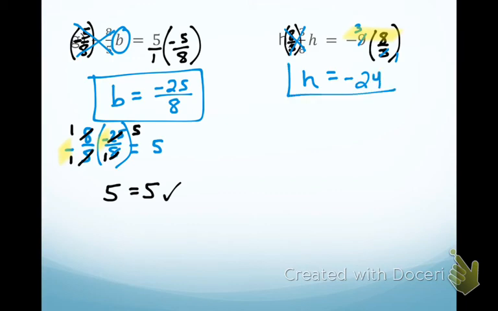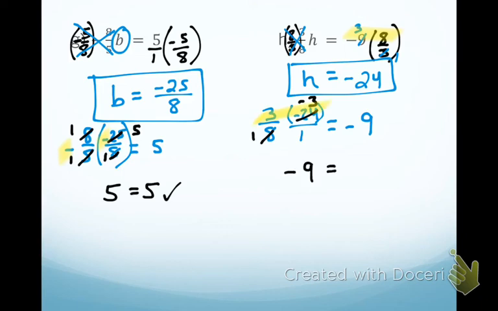Once again, remember, please check your solution. Drop down your equal sign. I've got 3/8 times h, but I know h is negative 24, so I'm going to go ahead and do negative 24. You can put it over a 1 if you want, equals negative 9. So now let's go ahead and cross-reduce. This becomes a 1, negative 3. When you multiply your numerators, you get 3 times negative 3 equals negative 9, and negative 9 does equal negative 9. Give yourself a mini check mark.